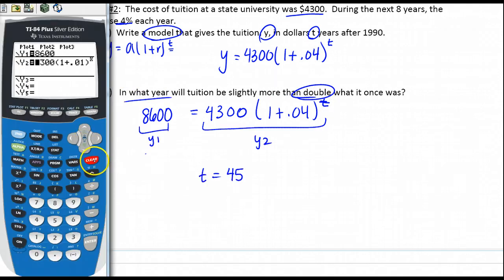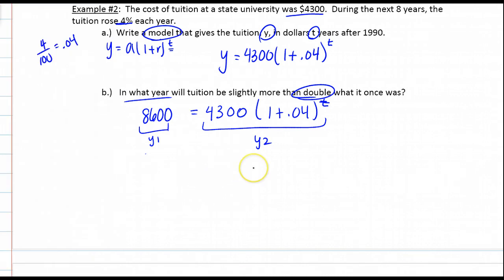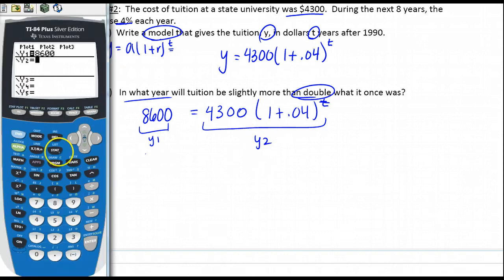So we need to go to y equals and type in my equations. My y1 is going to be the left side and y2 is going to be the right side. It doesn't matter which is which. We just got to get both equations in there. So I've got 4,300 times 1 plus 0.04 raised, and I'm going to just use x because that's the easiest one for me to get to.